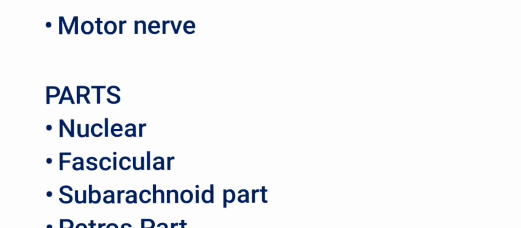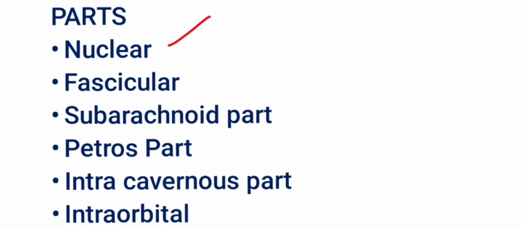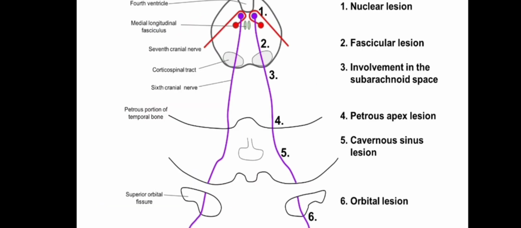It's a pure motor nerve and it supplies the ipsilateral lateral rectus muscle, leading to abduction of the eyeball. We have various parts of the abducens nerve: the nuclear part, fascicular part, subarachnoid part, petrous part, intracavernous part and the intraorbital part. So we have 6 parts. This is how the course of the abducens nerve is. First we have the nuclear part, from where the abducens nerve will originate, and then the fascicular part, then the subarachnoid part, and then the petrous part, cavernous part and intraorbital part. So this is the overall view of the abducens nerve.